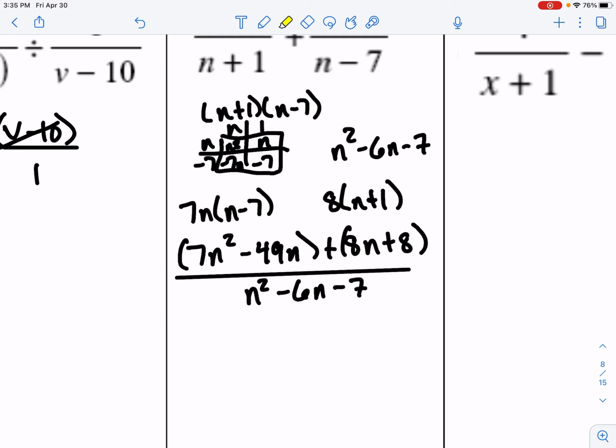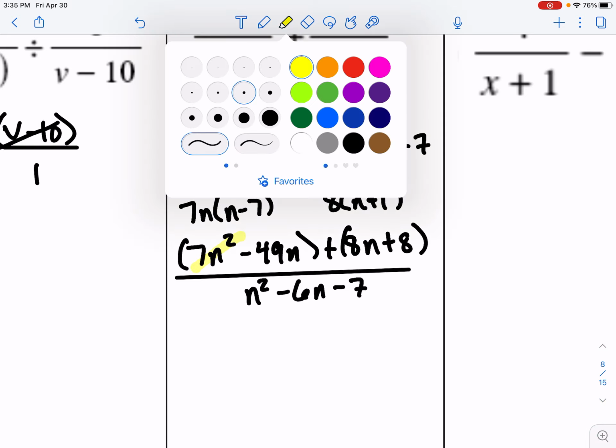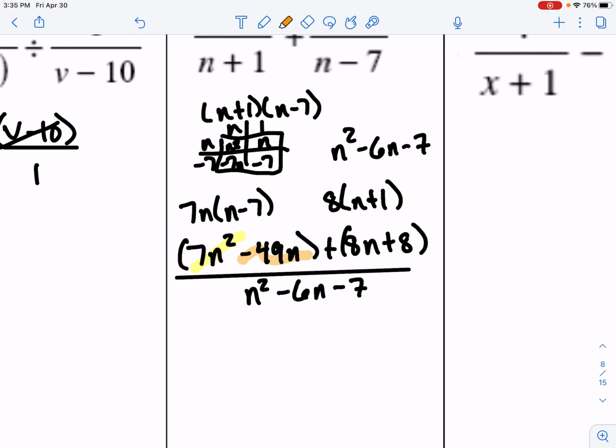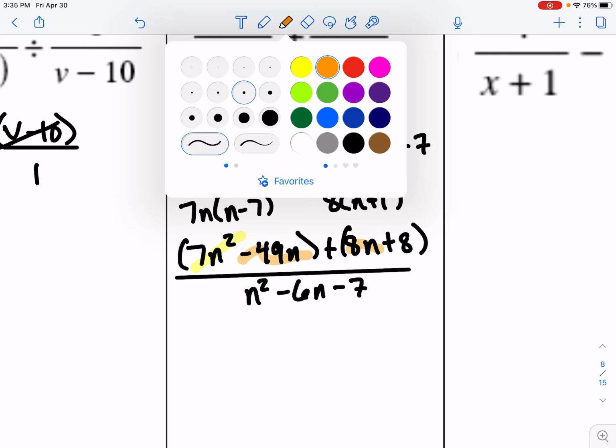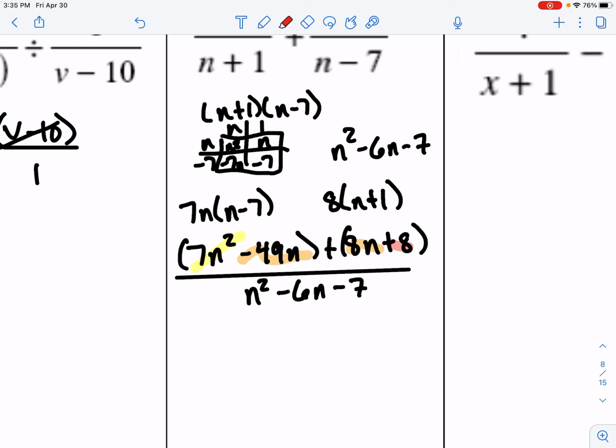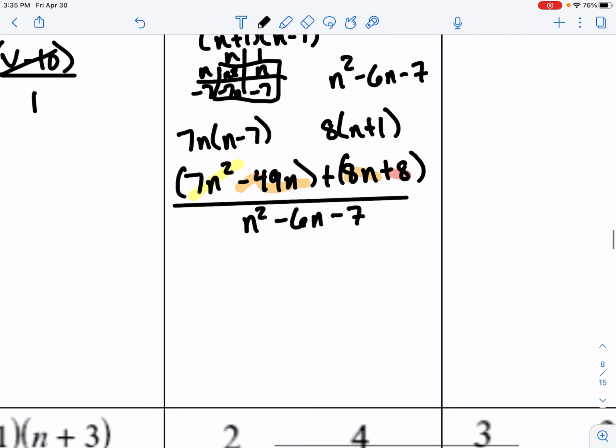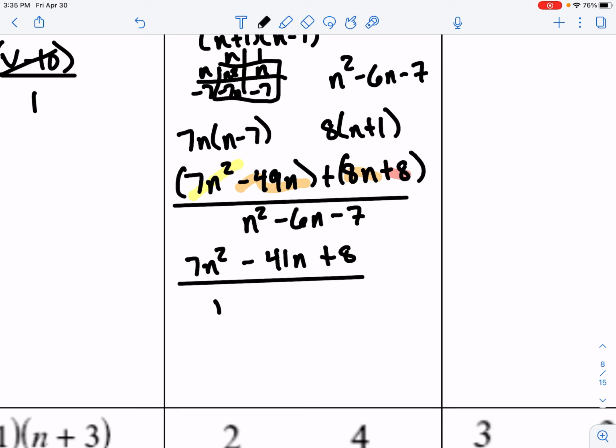And then from here, we find and perform operations on like terms. So 7n squared is by itself. Negative 49 plus 8 is negative 41. And then plus 8 is just plus 8. All over n squared minus 6n minus 7.